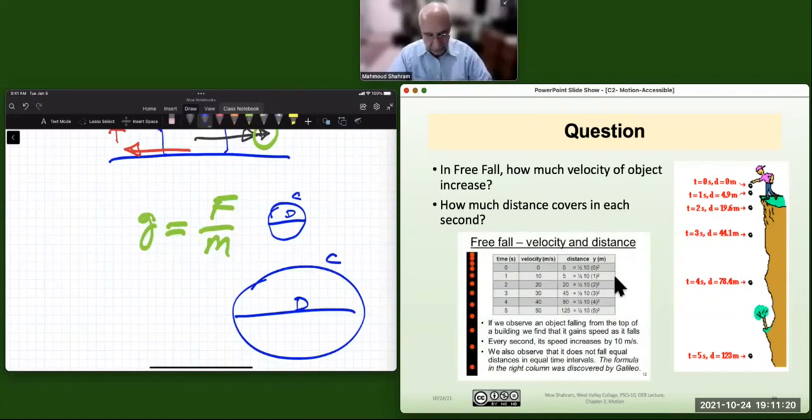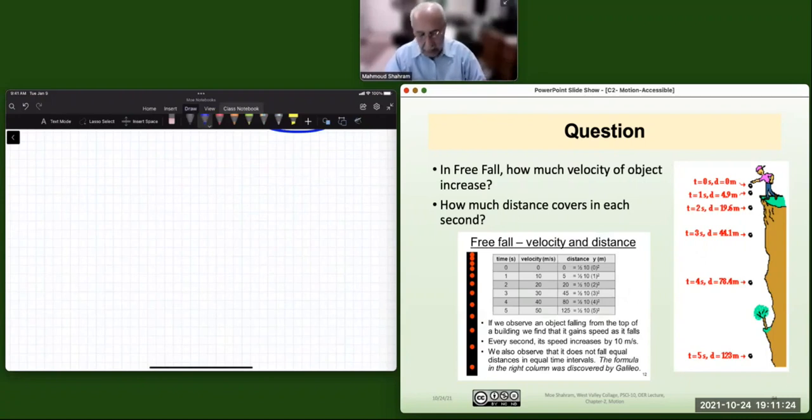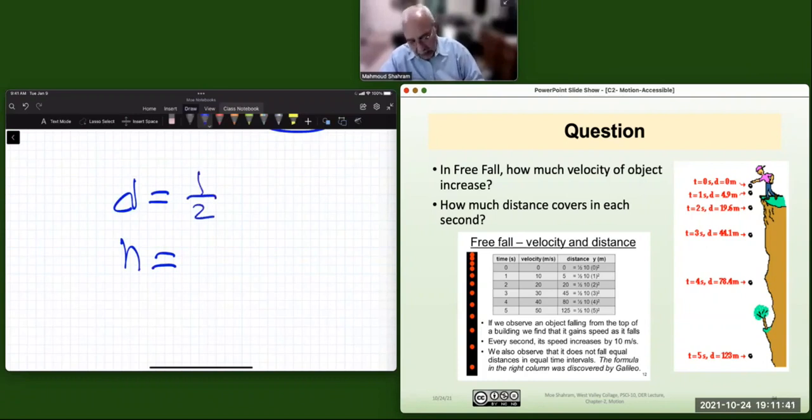So if you look at the pattern, the distance D, or sometimes we show it with height, H, is basically following a pattern, a formula. And that formula is 1/2 times g, which is the acceleration due to gravity, times t squared. So it's a square of the time. That's what these numbers come from. And this formula was, again, discovered by Galileo.